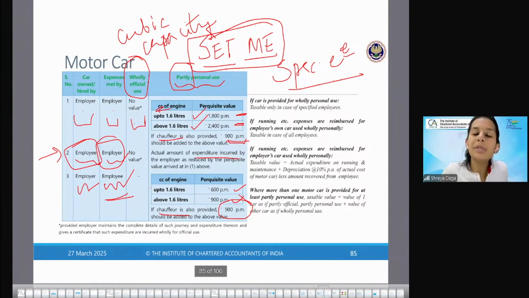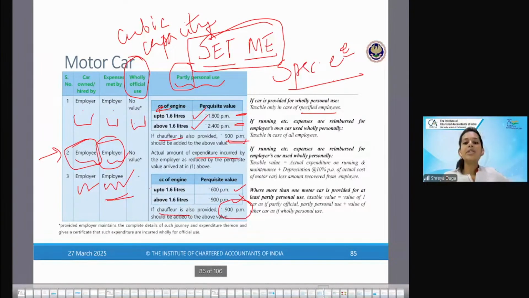So the perquisite value will be higher, at 1800 per month or 2400 per month, depending on the cubic capacity of the car, enhanced by 900 per month for a driver. And if the car is owned or hired by the employer and expenses are met by the employee himself, then the perquisite value should be lower. It should only be for the use of the car. And that is 600 per month or 900 per month, depending on the cubic capacity of the car, plus 900 per month for a driver. Okay. All right. It is taxable only in the case of specified employees because this is perquisite category C.